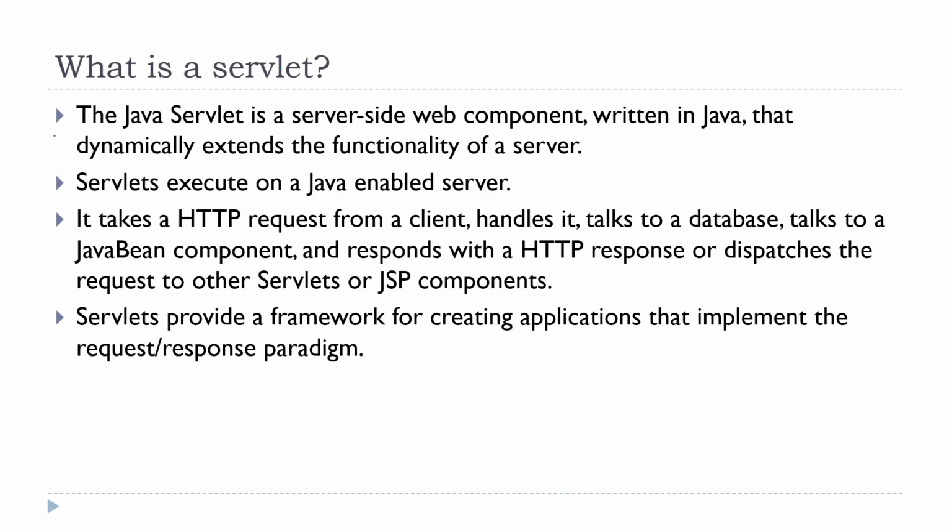So if we write some code to pass on a request from one servlet to another, then the request will be dispatched to the other servlet, and the other servlet will accordingly handle the request and then respond. So we may dispatch a request to another servlet or another JSP and so on. The Servlet API provides a framework for creating web applications that implement this request response paradigm.